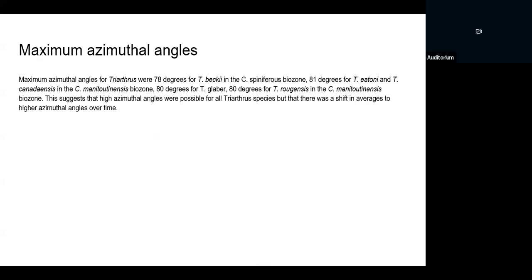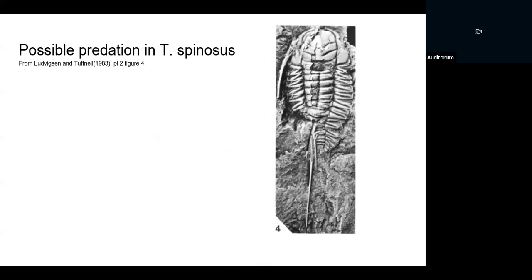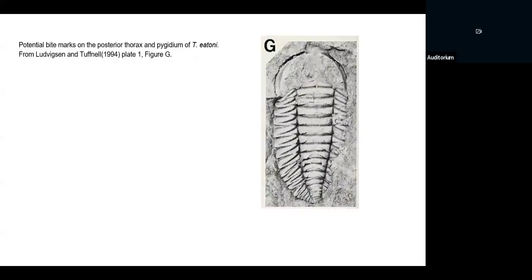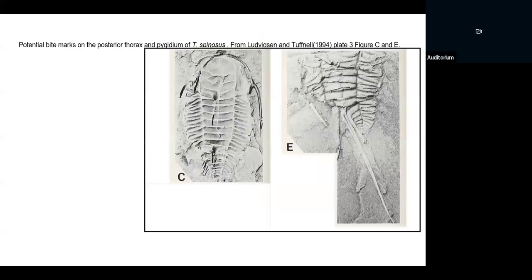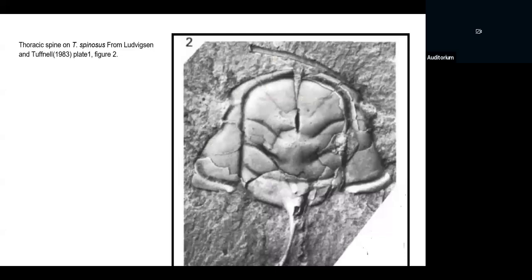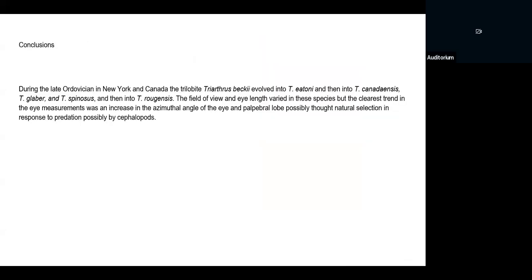Okay, here's some possible examples of predation in some of these Triarthropus, where you can see, even if you have a spine here, that doesn't stop the cephalopods from eating on them. And here's another one showing predation in the pygidium. Here's some more parts of the pygidium rather than the cephalon. All right, so that's the results.